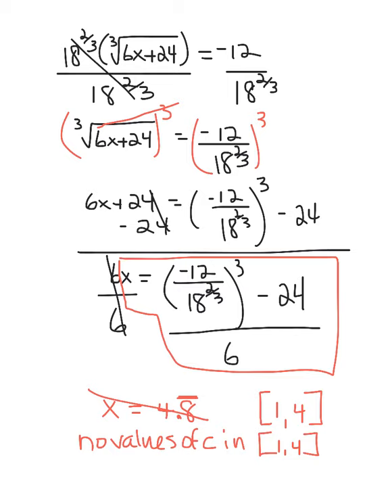Now again, you'll get whole numbers, but if that were to happen, then you just say no values of C in that interval. Okay, you got an answer, it just doesn't fit the interval that they gave you.